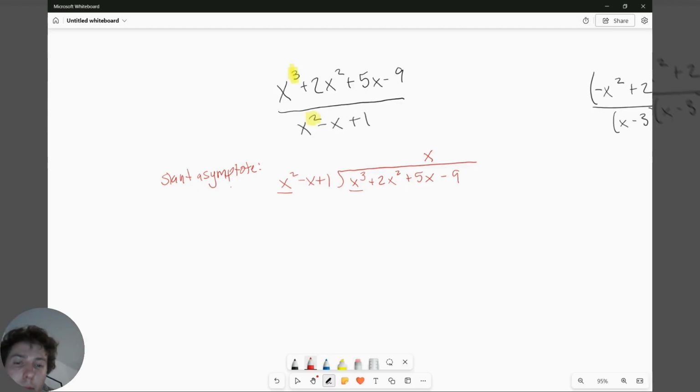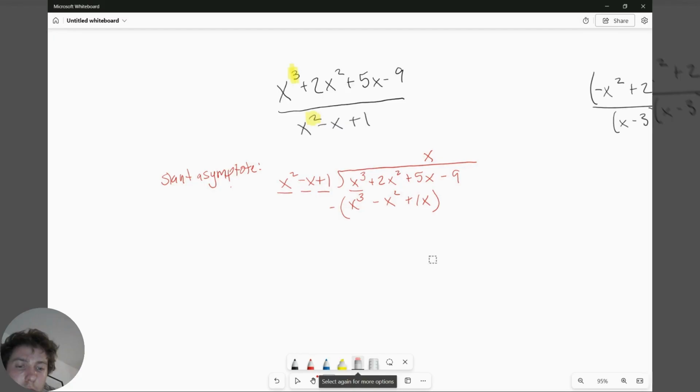But that x, remember, needs to multiply with all three things in the front. X times x squared is x cubed. X times negative x is negative x squared. And x times 1 is simply 1x. The x up top multiplied with all three terms in front. When we do that, we can then subtract these functions to see what that gives us.